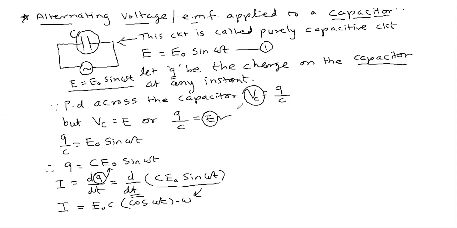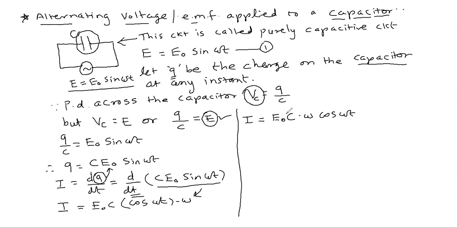So ultimately you will get here that I is equal to E naught into C into omega cos of omega t.